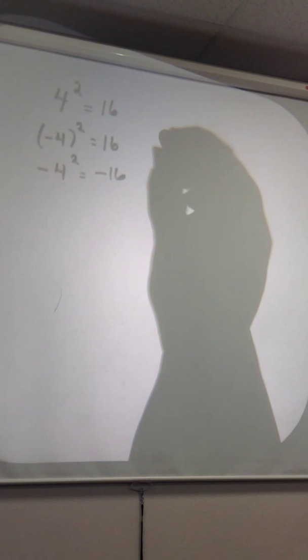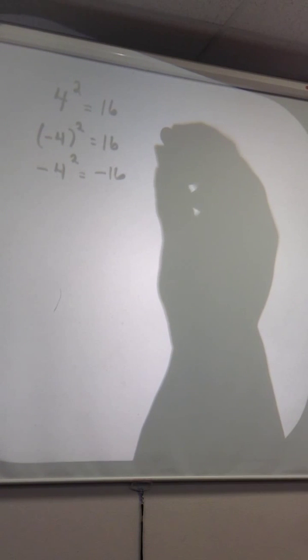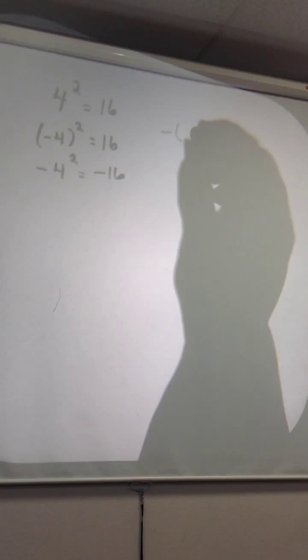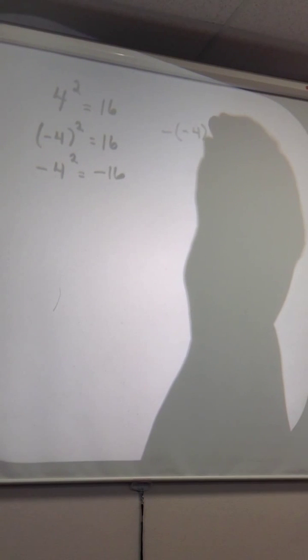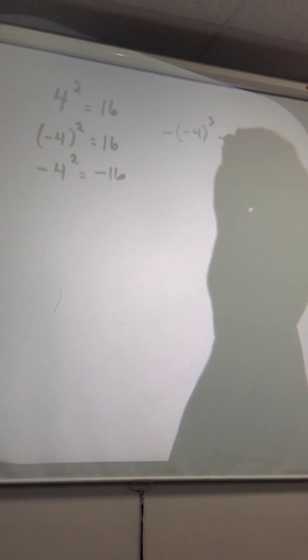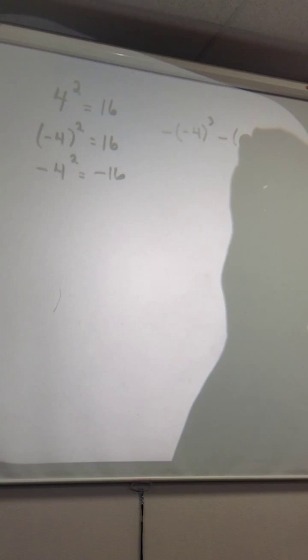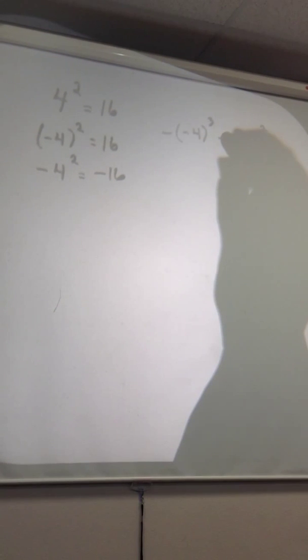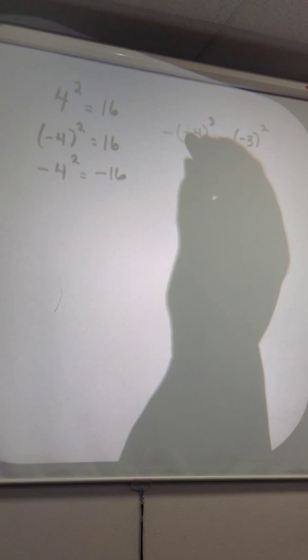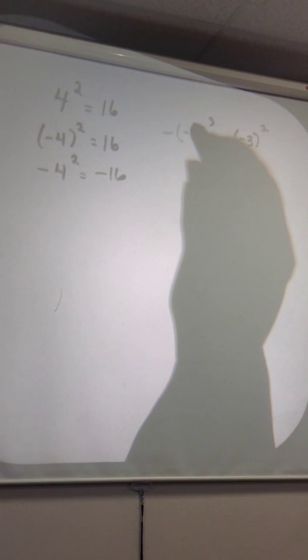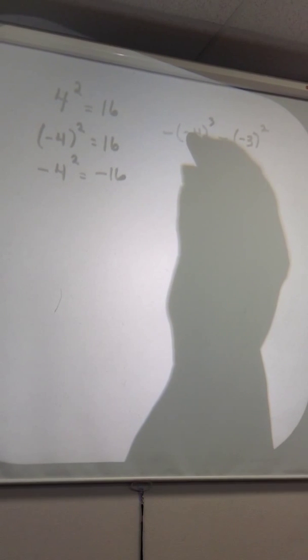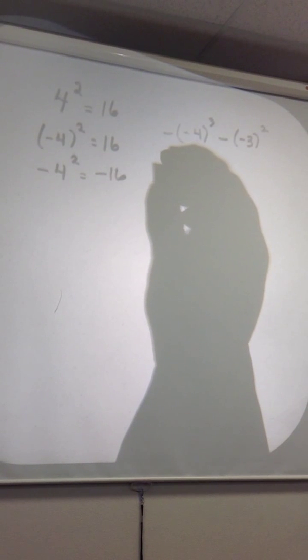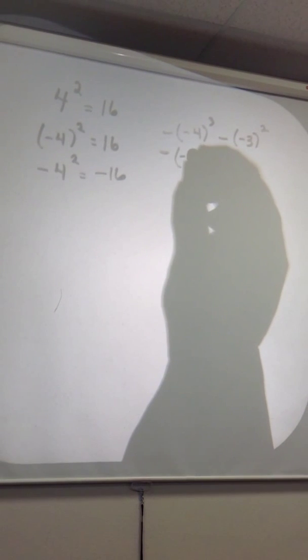So let's look at a problem like this. We have minus, in parentheses, negative 4 to the third power, minus, in parentheses, negative 3 squared. Okay, now we're going to start with the exponents first. So we're going to have negative 4 to the third power. What is negative 4 times negative 4 times negative 4? Negative 64. Okay, so we're going to have minus, from here, negative 64.